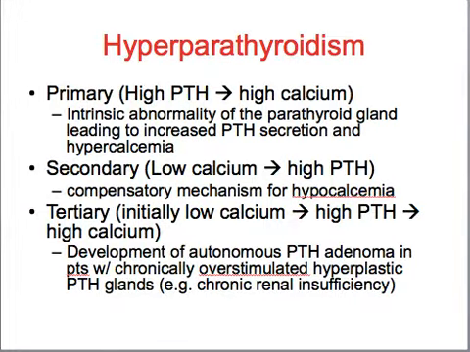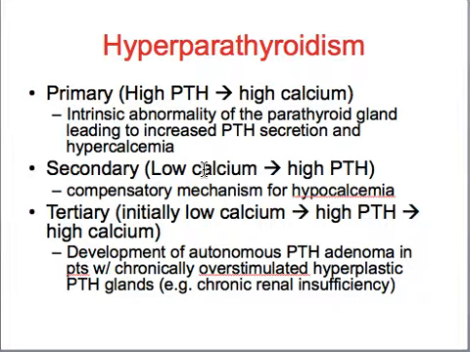In patients with hyperparathyroidism, we have primary, secondary, and tertiary. In primary, the problem is in your parathyroid gland. You usually have a parathyroid adenoma causing excess secretion of PTH, causing high calcium levels, or hypercalcemia. In secondary hyperparathyroidism, you have a disease condition causing low calcium.